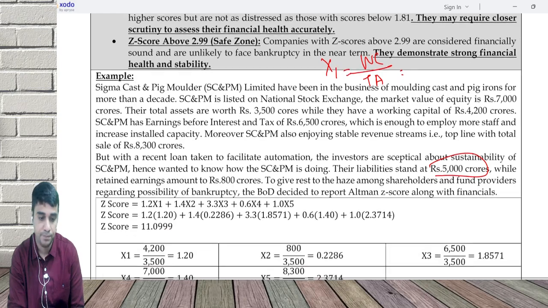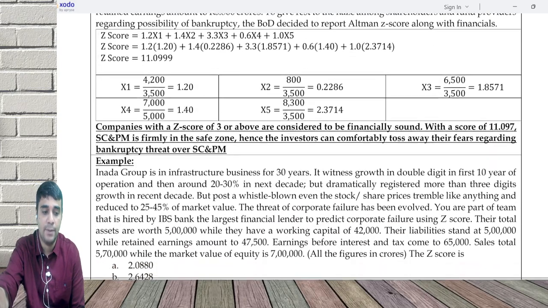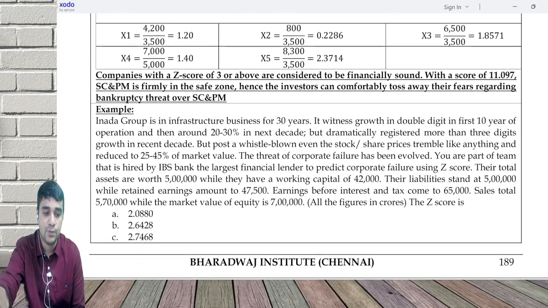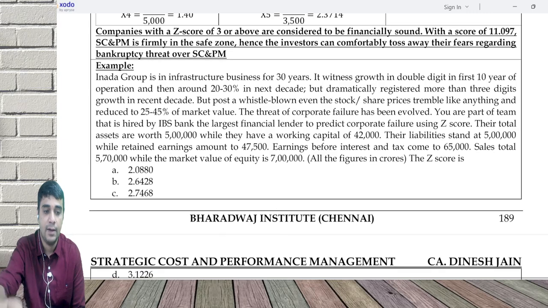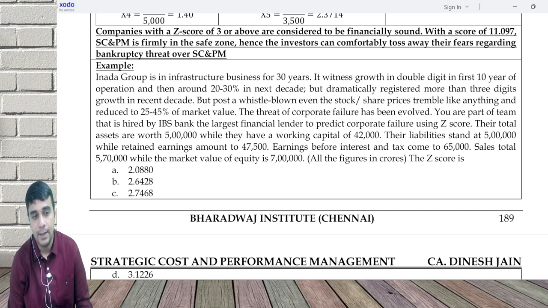Any doubts on this? I'll wait for you to get me the answer to this. Do X1, X2, X3, X4, X5 and do the calculation. X1, X2, X3, X4 and X5, everything is there. Keep doing the calculation.